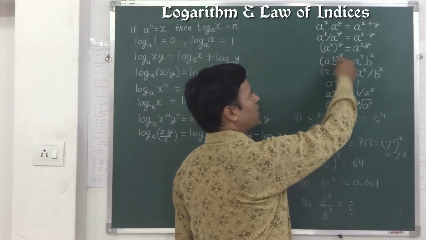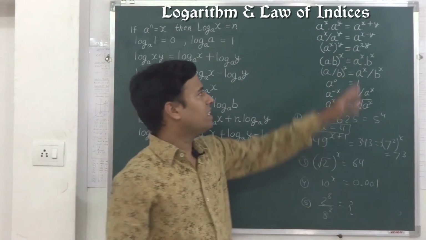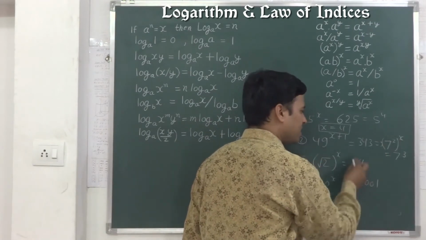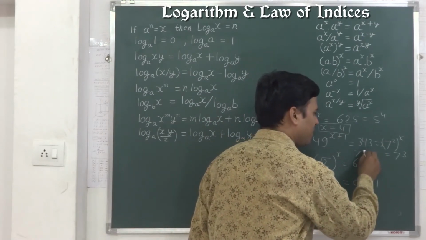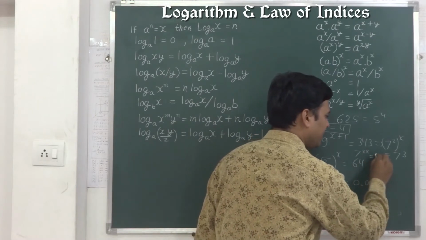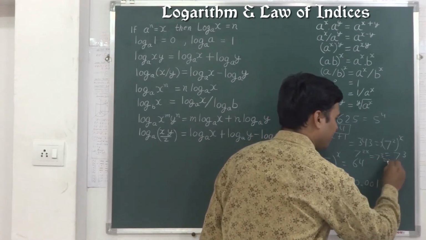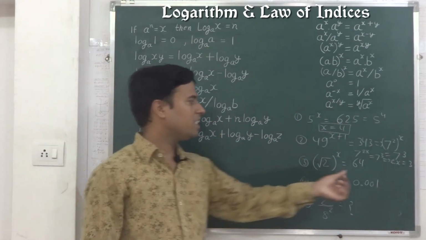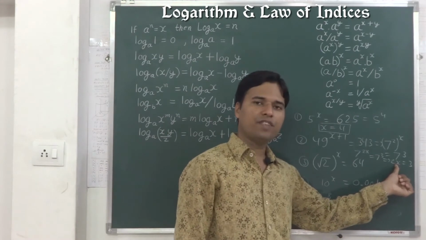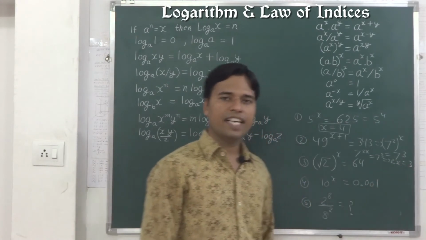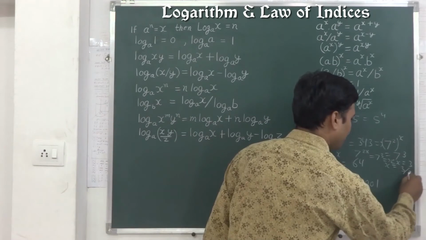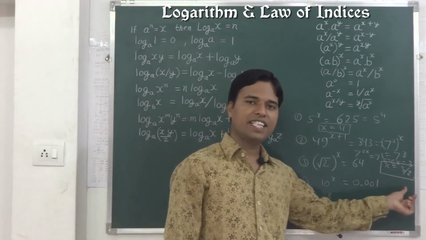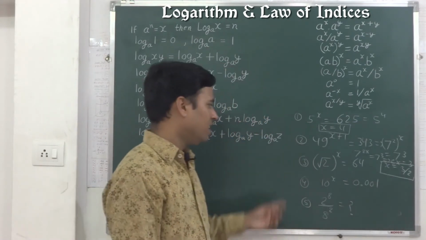A power x whole power y can be written as a power xy. So 7 square power x can be written as 7 power 2x. It is equal to 7 power 3. Then 2x is equal to 3. Now, dear students, the final value of x would be equal to 3 by 2. You must know that much mathematics to simplify these problems.